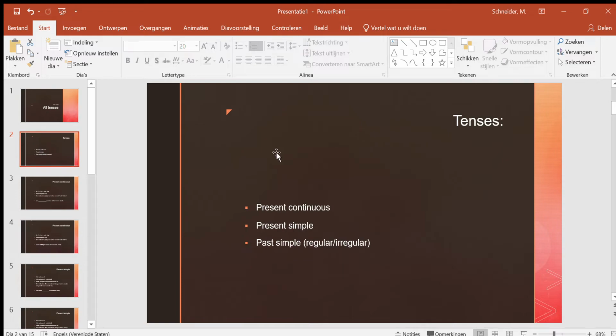So the tenses that we have talked about up until this point are the present continuous, the present simple, and the past simple. And in the past simple, we have the difference between regular and irregular. So I'll go over all of these and then I'll explain what you have to do when you get an exercise in which you have to decide which tense to use.